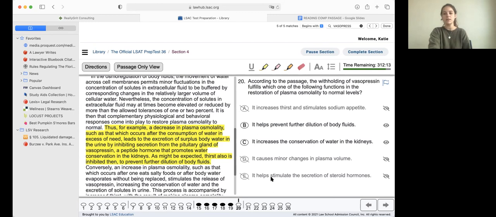So if eliminating things is your issue, what I really recommend is to go through your answers. And if you're stuck between two, then really go back to the passage and try to find the exact verbiage in the text that supports it.